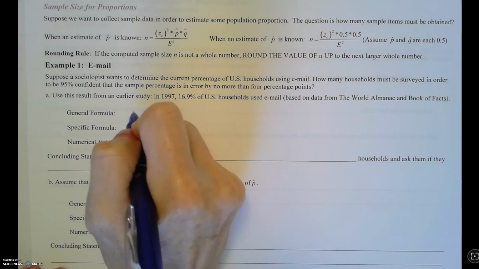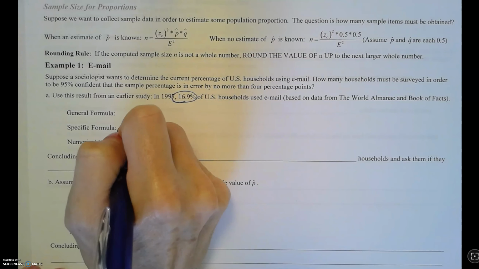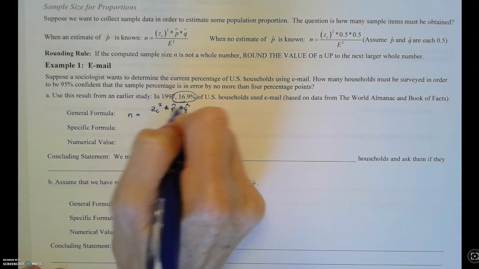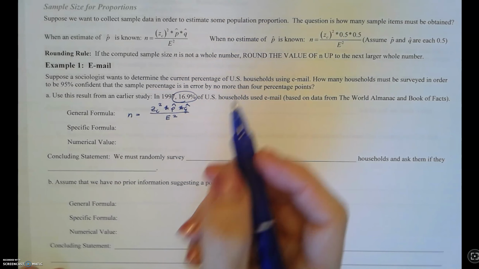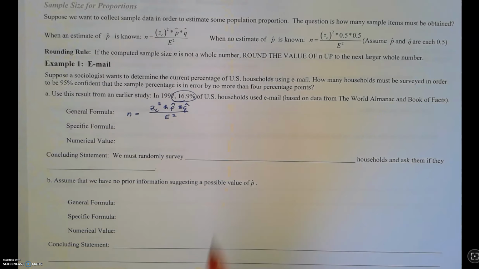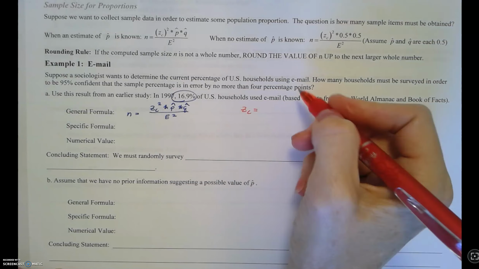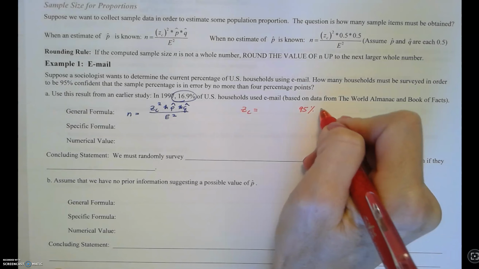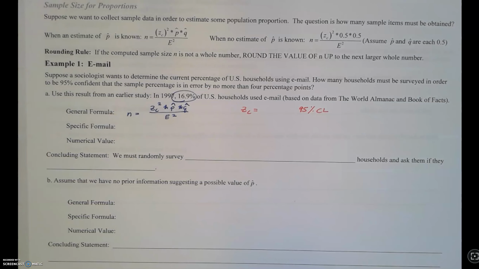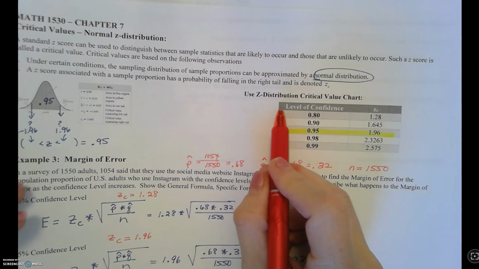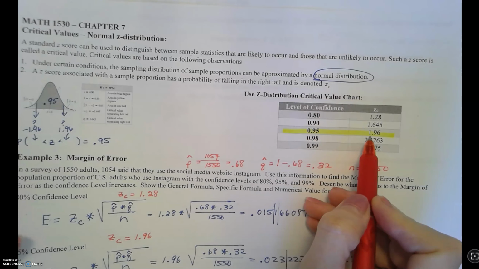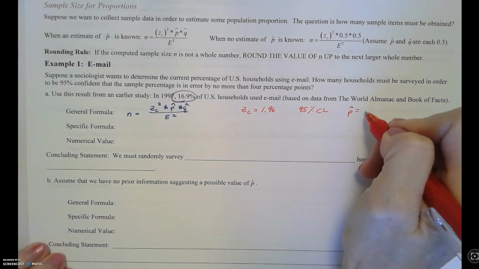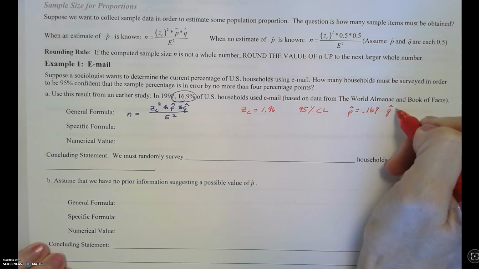The general formula for this, since we know a previous study, is n equals z critical value squared times p hat times q hat all divided by e squared. Let's figure out our values here. Since it's a 95% confidence level, we're going to have to look up the z critical value on our chart. The critical value will be 1.96. We know that p hat is going to be 0.169. Remember, q hat is going to be 1 minus 0.169.